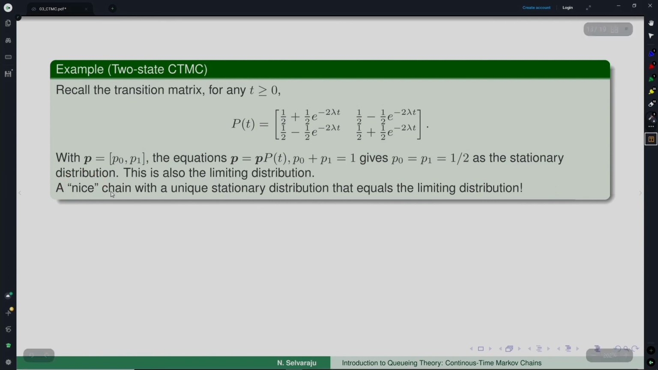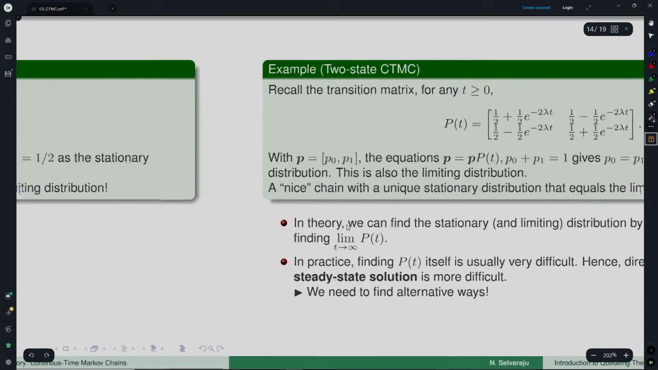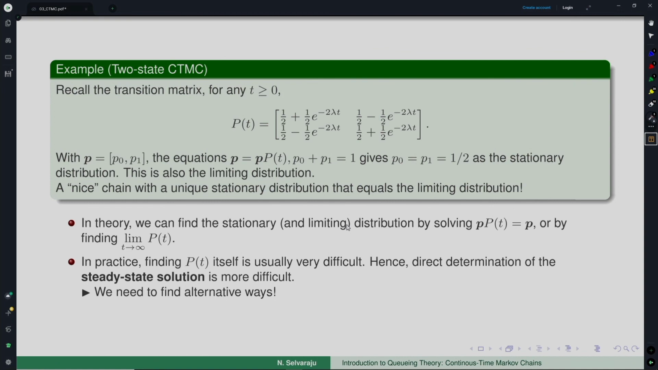In the continuous time case this becomes a nice chain with a unique stationary distribution that equals the limiting distribution. So, in theory, if you want to find such a distribution, which is the stationary distribution as well as the limiting distribution, what do we have to do? We have to find this p of t, and then take t tends to infinity to get that distribution, or we have to solve this for every t greater than or equal to 0, a solution we have to obtain.